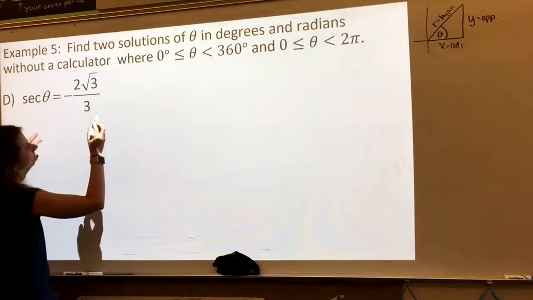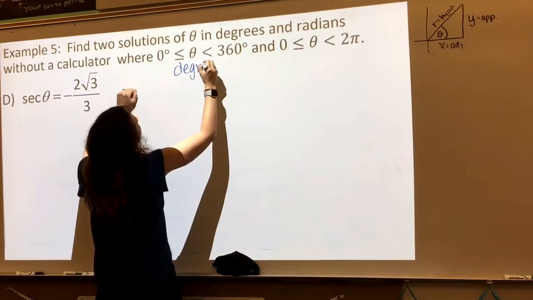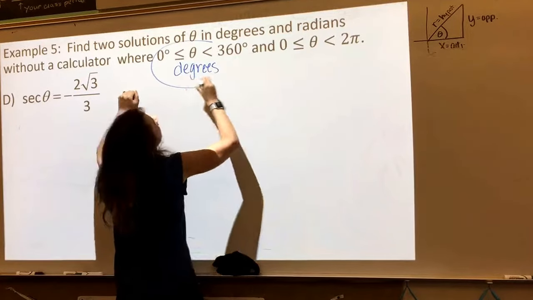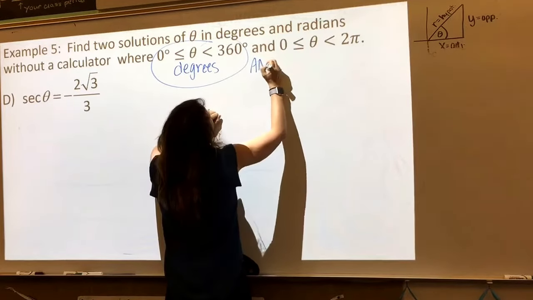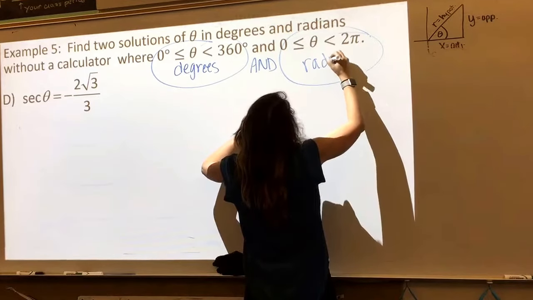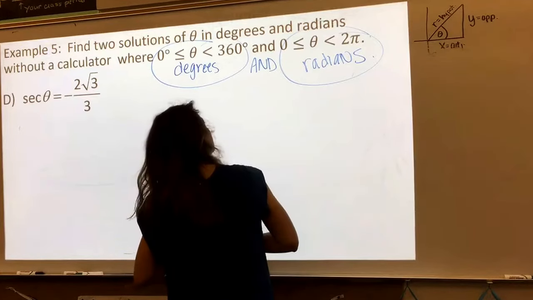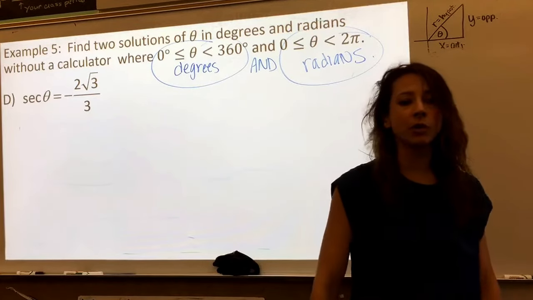Okay. So here it tells us degrees. And this one tells us radians, so we need both. And I'm glad that we're doing both. Okay. It also tells us what quadrants are possible. What quadrants are possible?